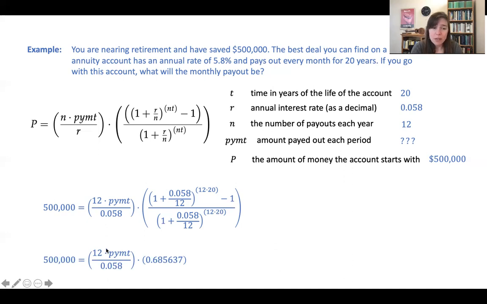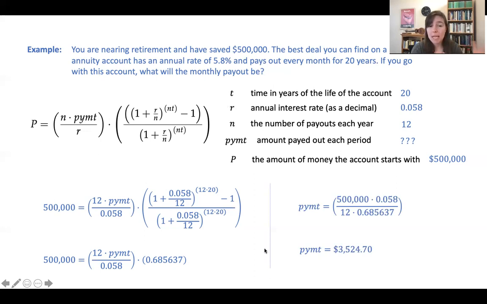All right, now it's just a matter of solving for payment. Again, we've got to divide through both sides by this 0.0685637. We've got to divide through both sides by 12, and we've got to multiply both sides by 0.058. If we do that, we get this expression for the payment, and now it's a matter of plugging this into our calculator appropriately, which I get $3,524.70.